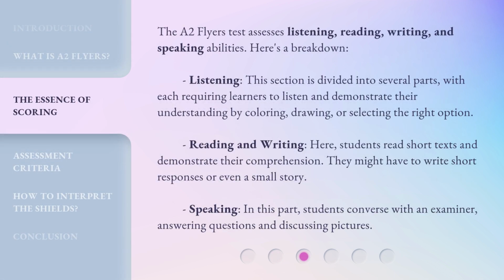The A2 Flyers test assesses listening, reading, writing, and speaking abilities. Here's a breakdown. Listening. This section is divided into several parts, with each requiring learners to listen and demonstrate their understanding by coloring, drawing, or selecting the right option.